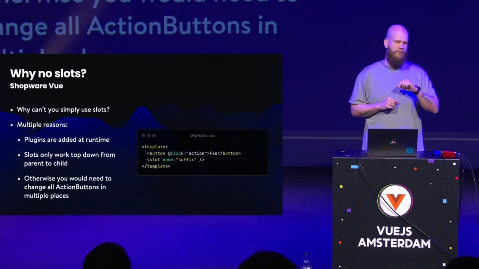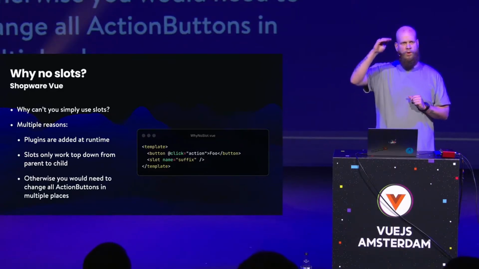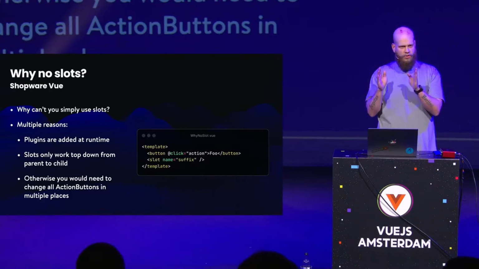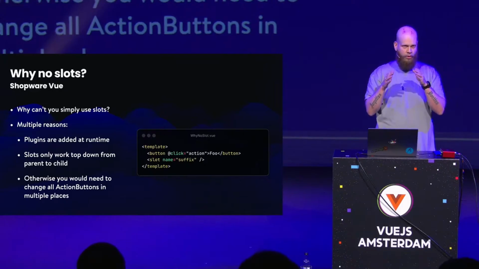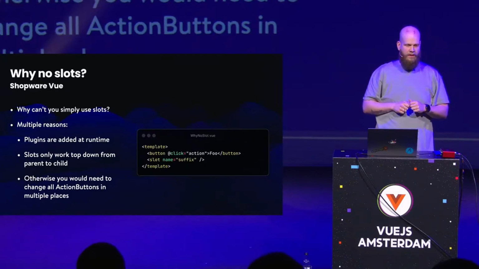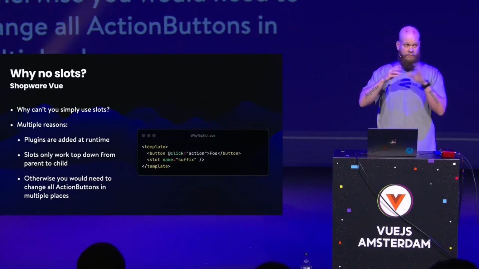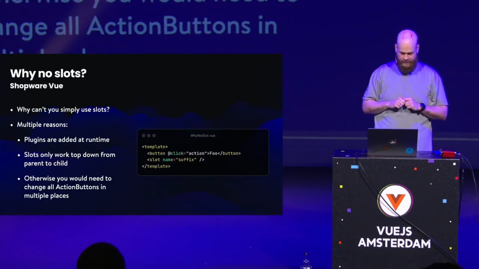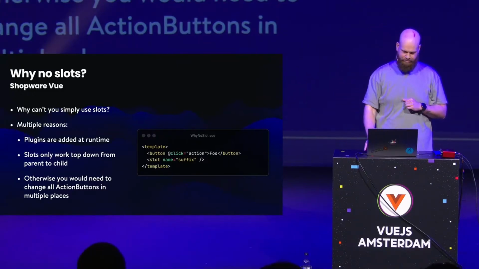First of all, plugins are added at runtime. That's special, but would work still. The thing with slots is they only work top-down, so they only work from parent to the child. So if we want to control the slot, we can only do so by changing the implementation of the component where it's used in place. So with the action button, instead of changing the behavior of the action button for all the action button occurrences in the software, we would need to find all occurrences and then use the slot. A little bit more work and just works not for our project.